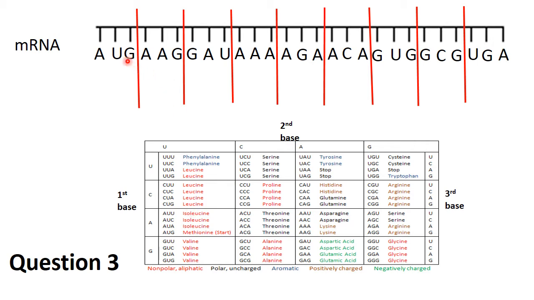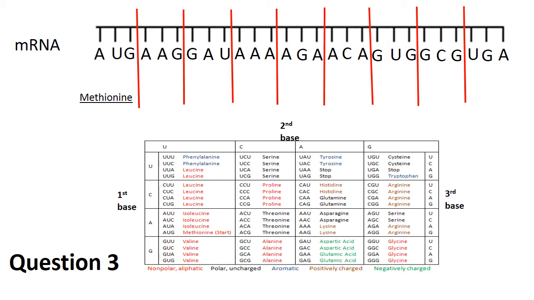Then you take the third base, which is G. You go over to the right-hand side, and you find the row that you're working with. We're working with A, and so U, C, A, G. These are the bases, and we want G, so that means it's going to be at the bottom of the cell that we're looking for. Go back to this cell here at the very bottom. We have AUG, and methionine is our amino acid.